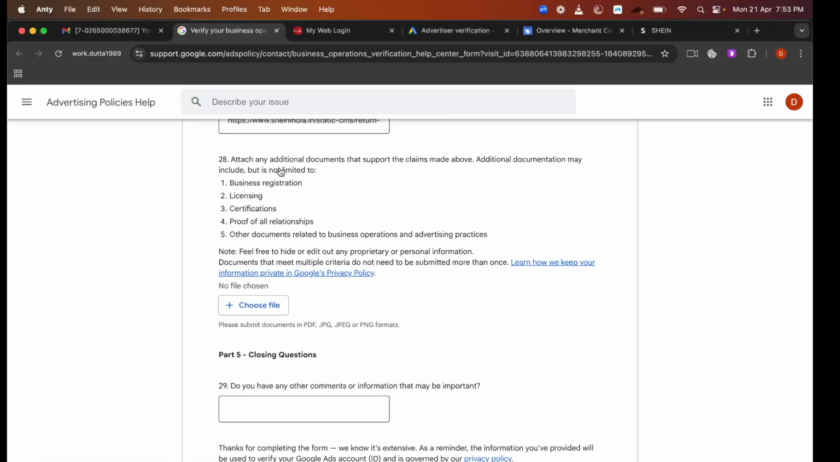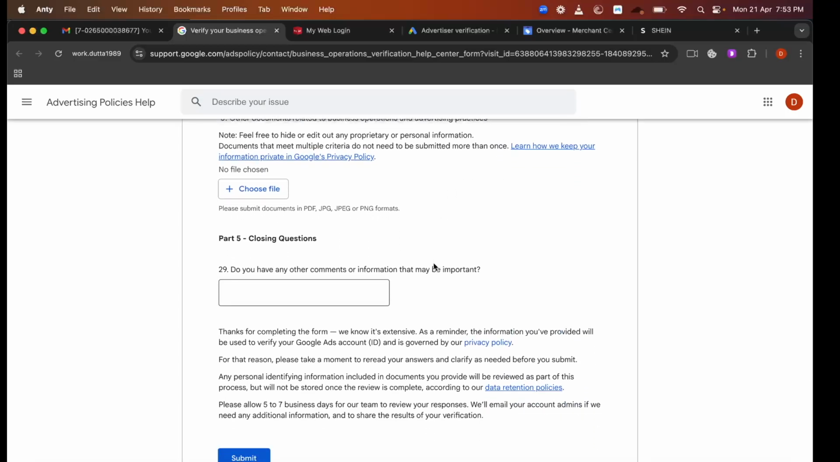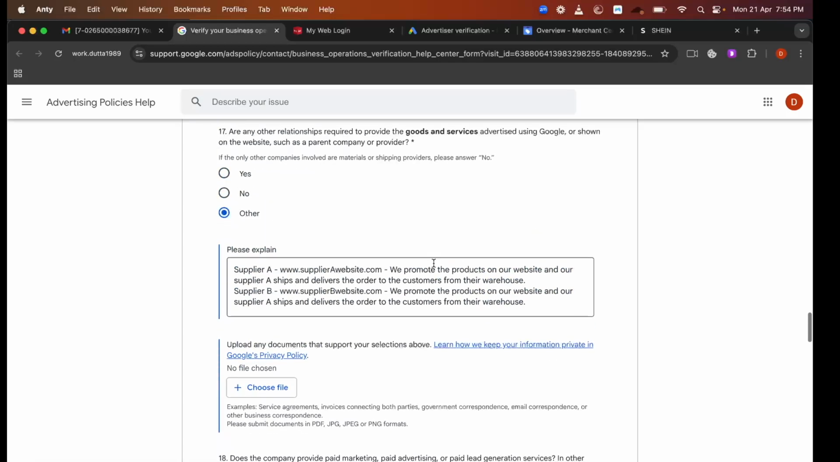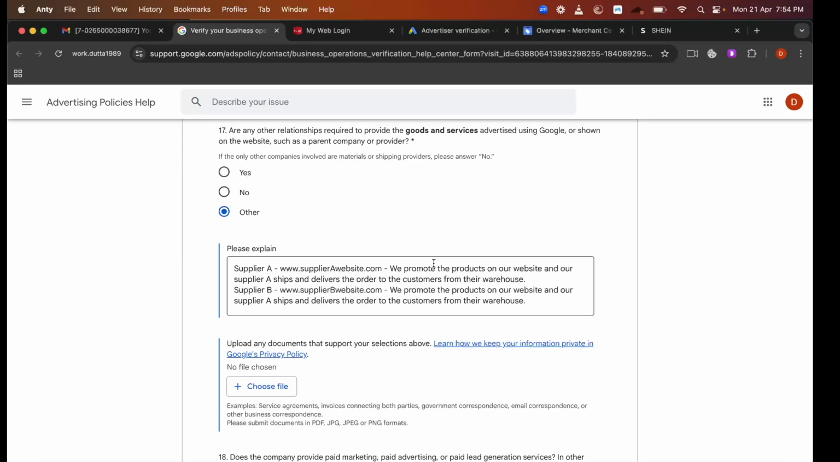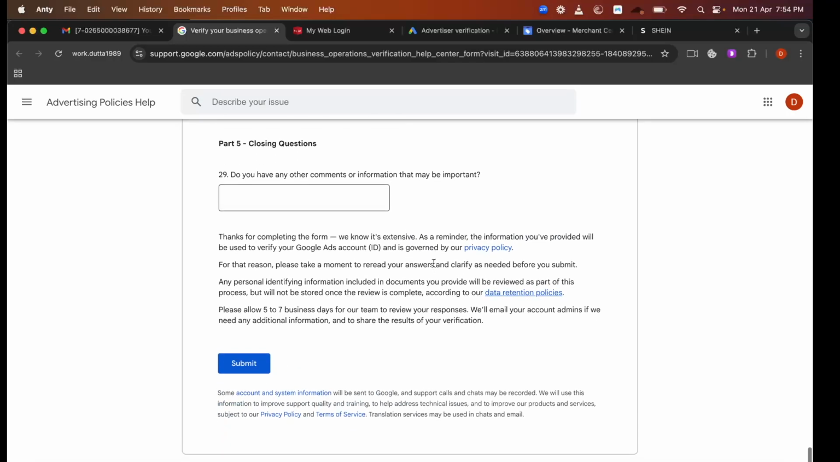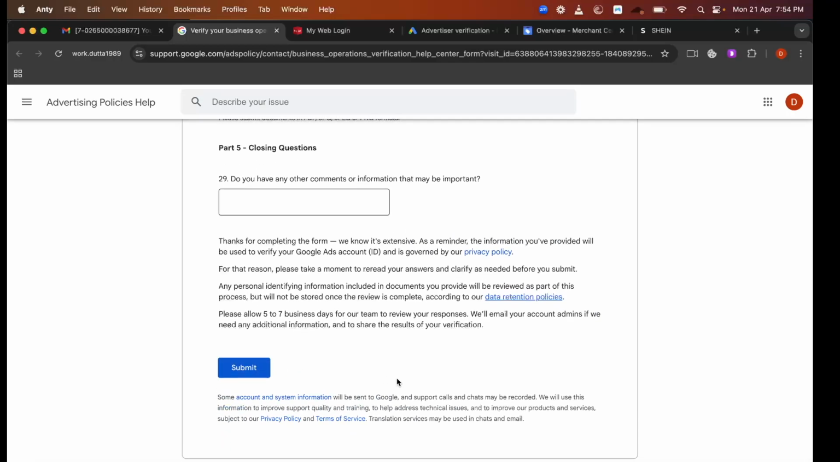Then if you have any additional documents that support the claims made above, you can enter them, but I would not recommend it, so that Google doesn't get confused. Because if you have any document, you are supposed to enter it where we entered the details of the relationship between the owner and supplier. Okay, so this is it. Once you have filled up all the information, you go ahead and click on submit.